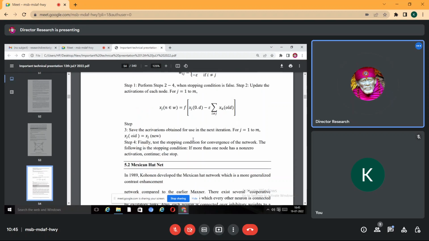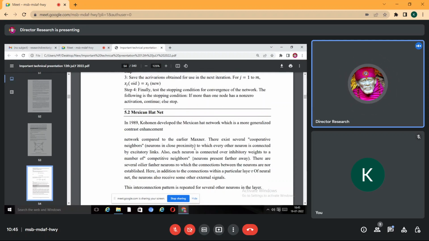Step 3: save the activations obtained for use in the next iteration, for j equal to 1 to m. xj(old) is equal to xj(new). Step 4: finally, test the stopping condition for convergence of the network. The following is the stopping condition: if more than one node has a non-zero activation, continue, else stop.